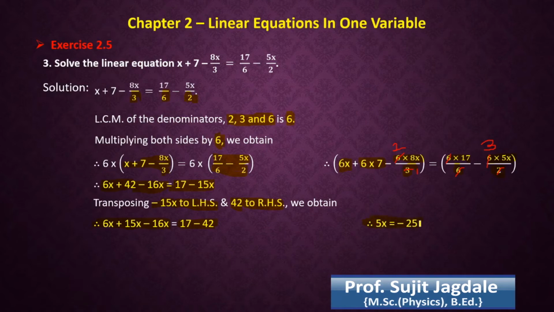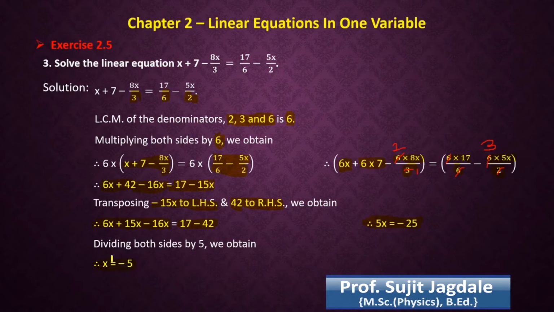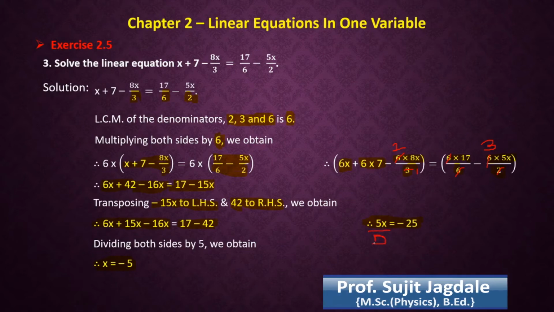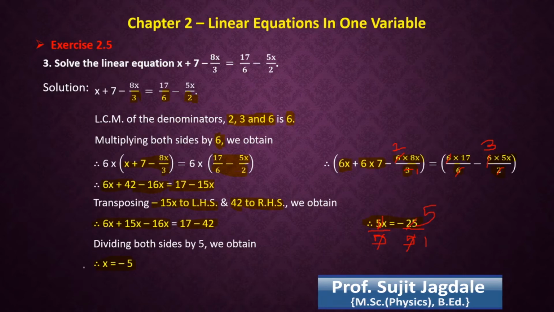After simplifying, we get 5x is equals to minus 25, and by dividing both sides by 5, we get the final answer as x is equals to minus 5, because in 5x divided by 5, this 5 is going to cancel. Then 25 upon 5, so 5 1s are 5 and 5 5s are 25. So that's why the answer is x is equals to minus 5.